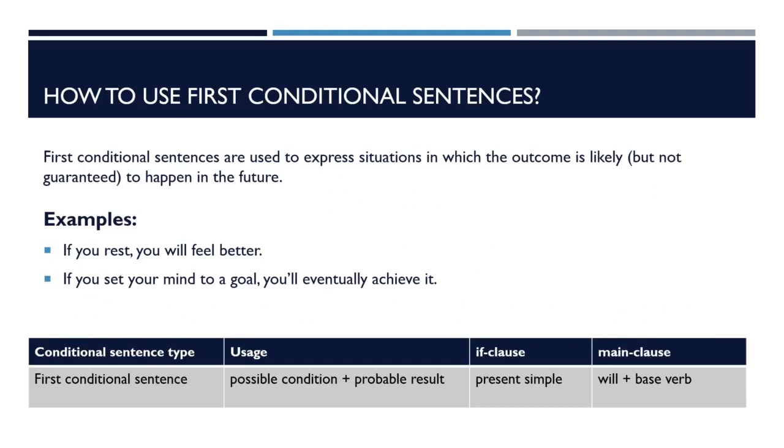How to use first conditional sentences. First conditional sentences are used to express situations in which the outcome is likely but not guaranteed to happen in the future. Examples: If you rest, you will feel better. Second example: if you set your mind to a goal, you will eventually achieve it.